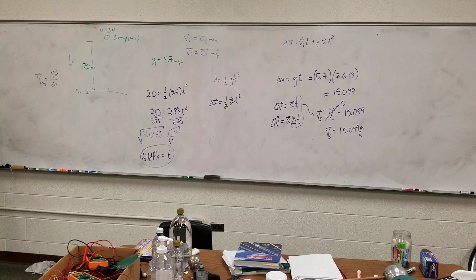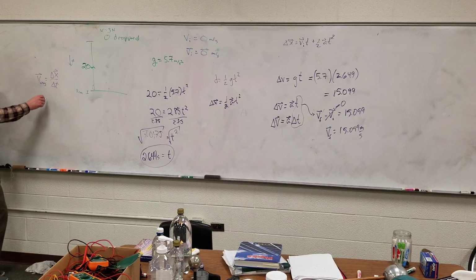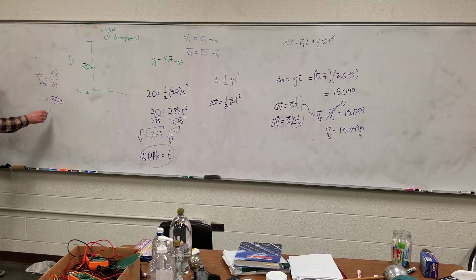So we could, instead of the way that Jasmira was just outlining, which is also valid in this case, instead of doing it with the averaging of the velocities, you could just do, well, it went 20 meters in 2.649 seconds and get an answer. If acceleration is constant, then you have another way of doing it. So this is always true by definition.